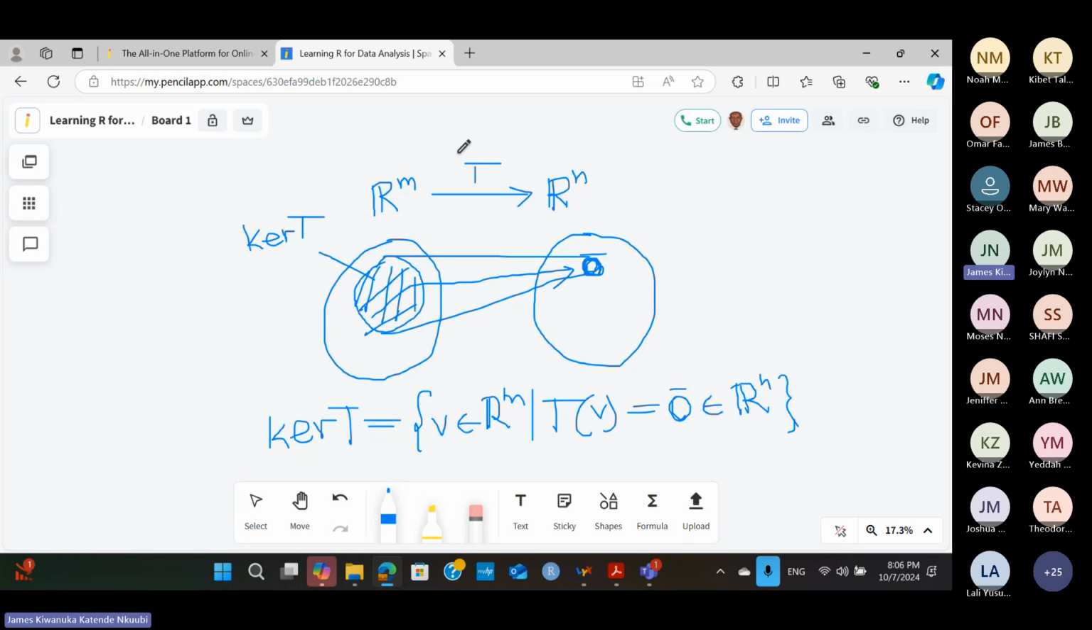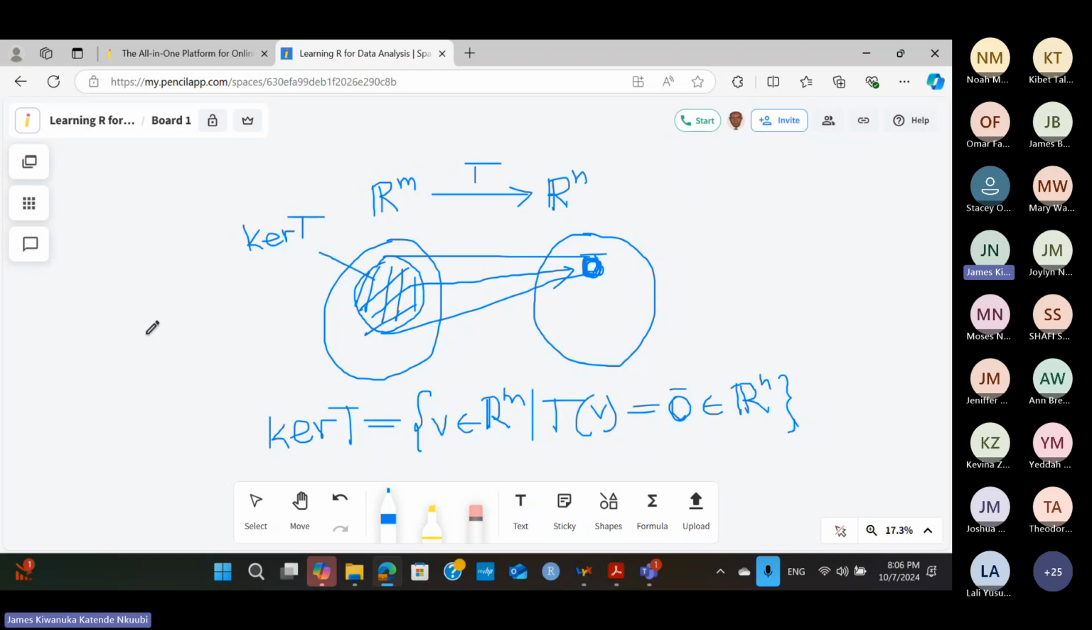So that's basically the kernel. This is the set of all vectors here which are sent to the 0 vector. I have a question. When you say that the set of vectors that are sent to the 0, does it mean that all the vectors, when they reach this other side of the space Rn, are 0, that their answers are 0? You say the image is 0.